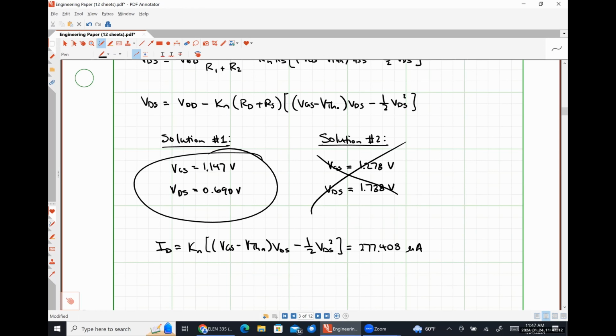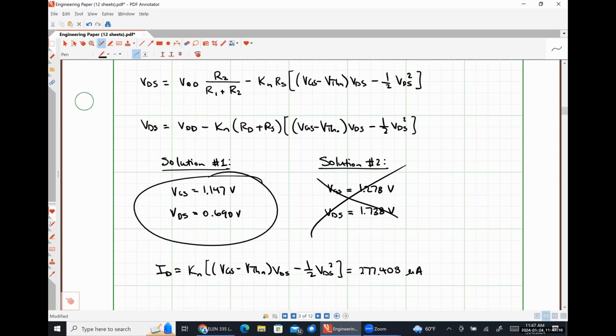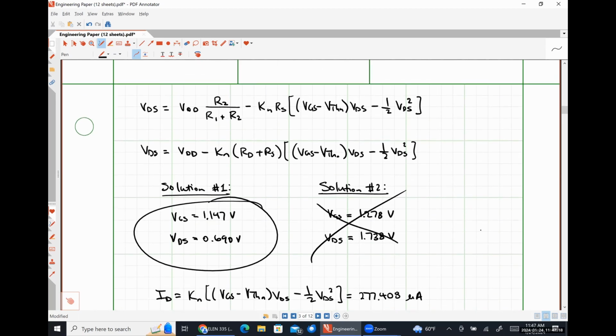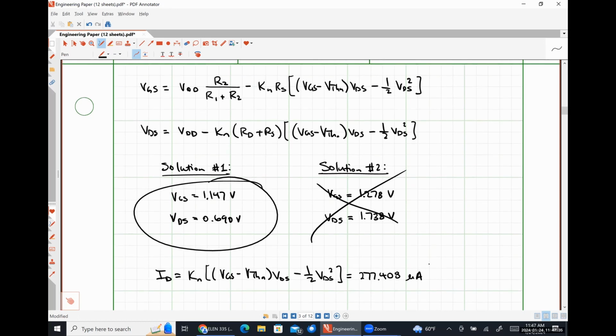Yes. Oh, damn it. Thank you. This first one is VGS. Thank you for that. Wrote down the wrong subscript there. All right. So let's make this more difficult by including channel length modulation.